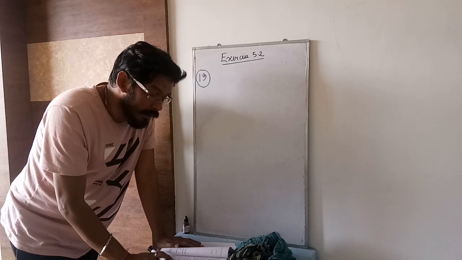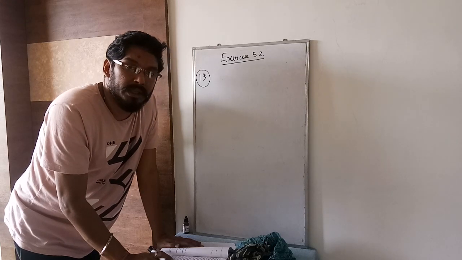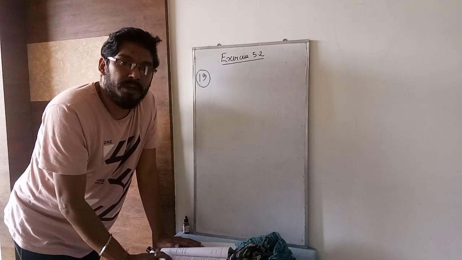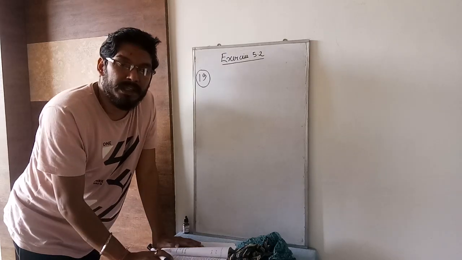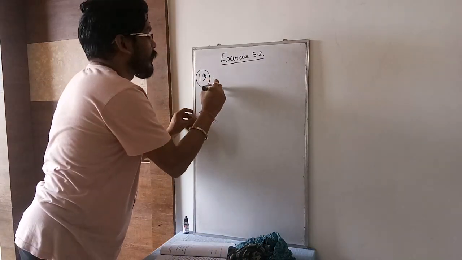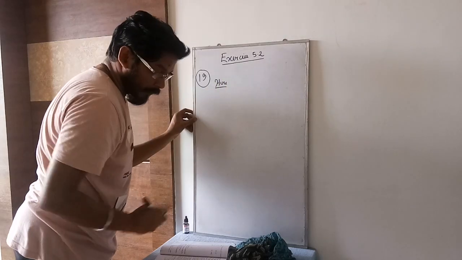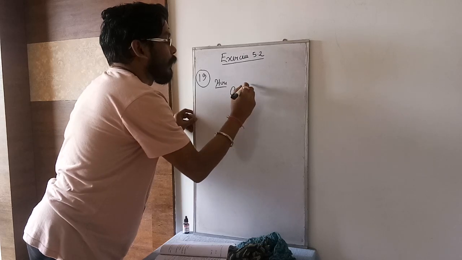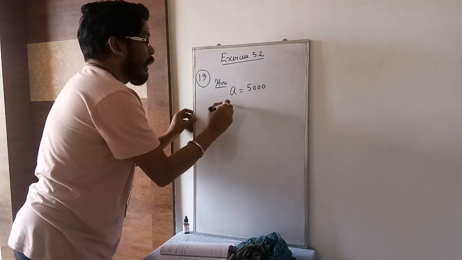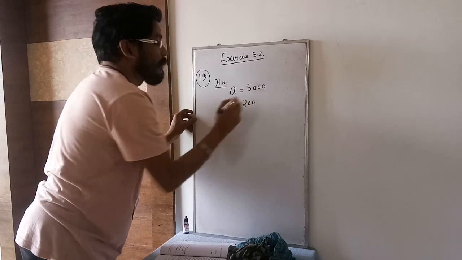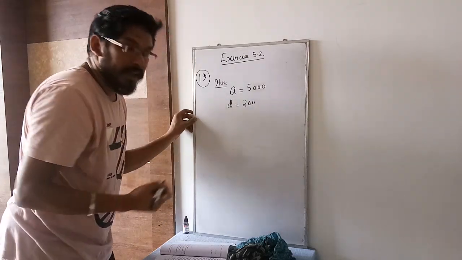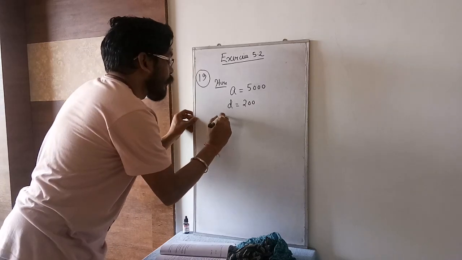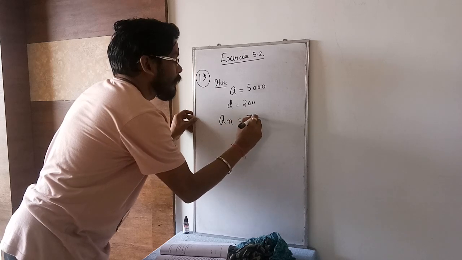In which year did his income reach 7,000? What is the year when his income will be 7,000? You don't know in which year it will become 7,000, so that is AN, the nth term. The starting salary of Subbarao was 5,000, so A equals 5,000. He increased 200 every year, this is the common difference. You have to find in which year it became 7,000, so AN equals 7,000.